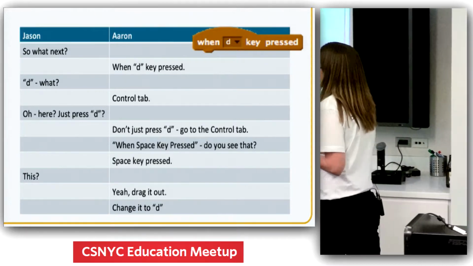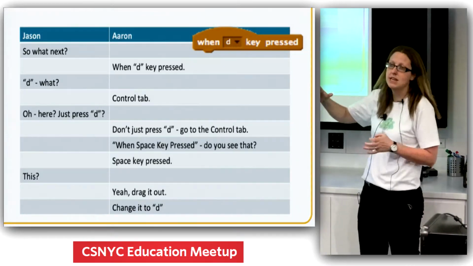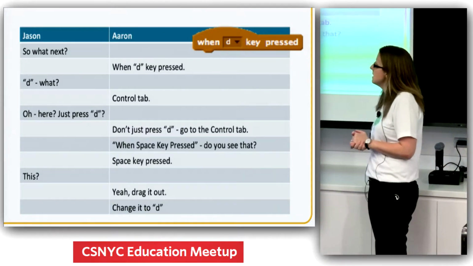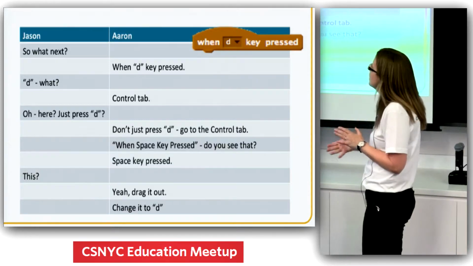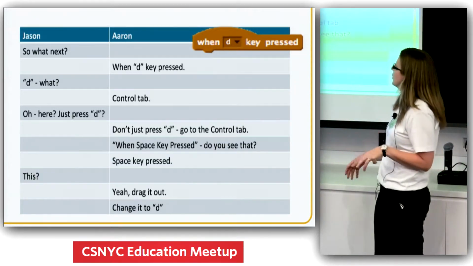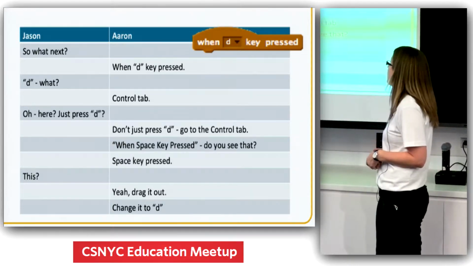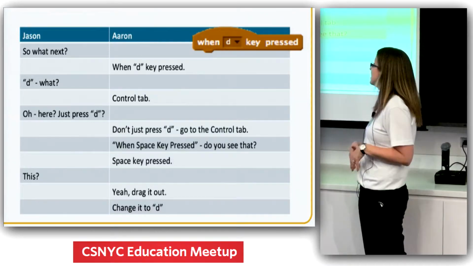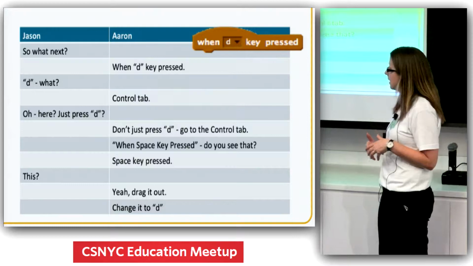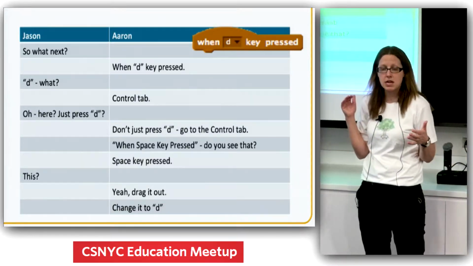So here's Jason talking to Aaron. If you haven't seen the Scratch block, when D key pressed, you put code under there that will run when the key D is pressed. So Jason says, so what next? And Aaron says, when D key pressed. Jason says, D what? Control tab. Oh, here? Just press D? Don't just press D, go to the control tab. When space key pressed. Do you see that? Space key pressed. This? Yeah, drag it out. Change it to D. Okay.